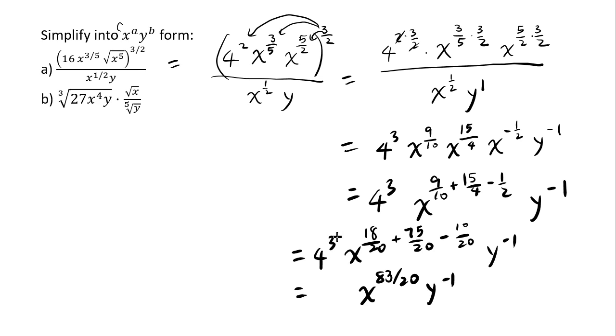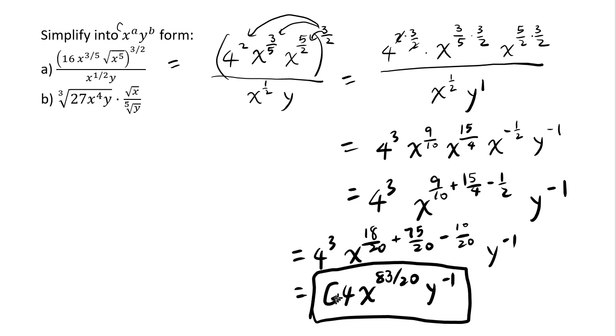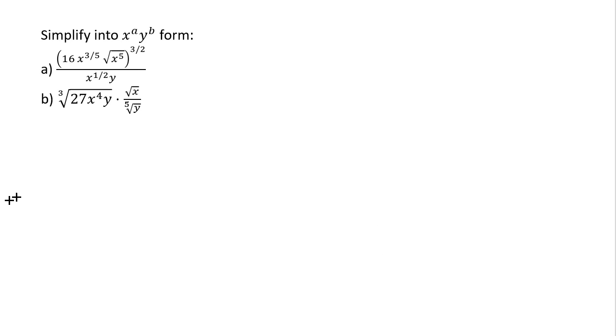And 4 to the third, you can leave it like that, or you can actually do the calculation. 4 times 4 is 16. 16 times 4 is 64. So this will be our answer. Or you can leave it like 4 to the third power. Let's now move on to the next one.